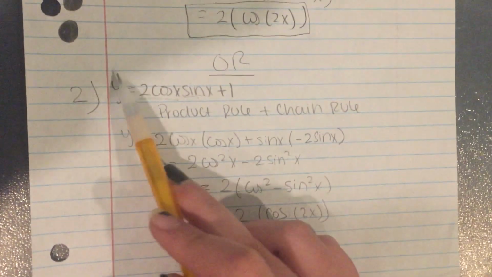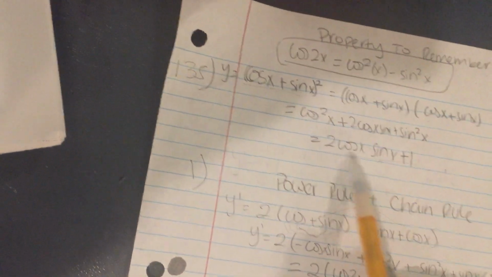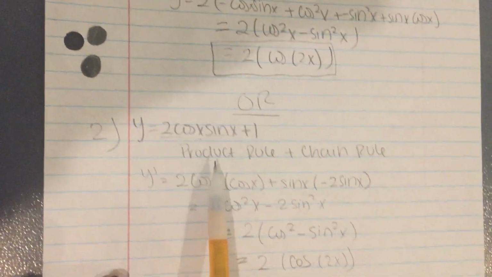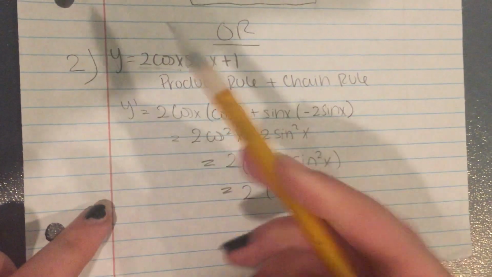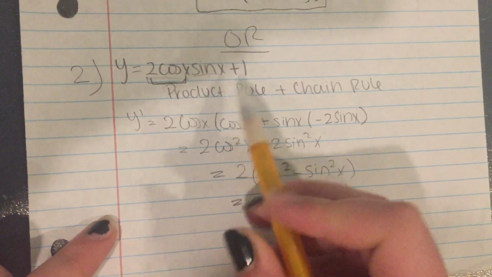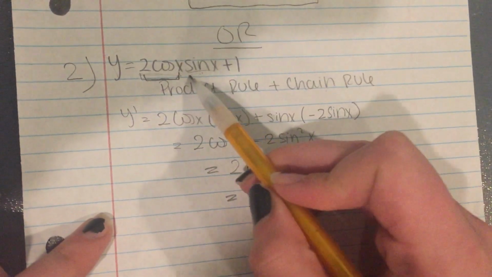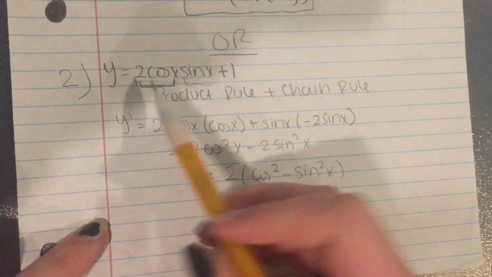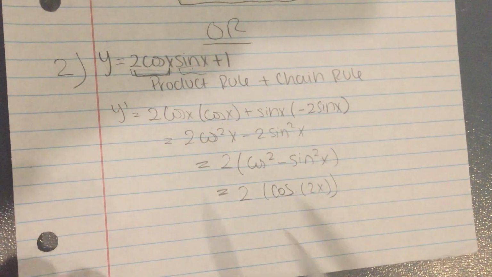Another way you can solve it is to use the function that we simplified. So our original function multiplied out is 2 cosine x sine x plus 1, which is what we're going to use here. And then you can use the product rule and the chain rule. So the product rule states that the first term, which is 2 cosine x, times the derivative of the second, so the derivative of sine is cosine, plus the second term, sine x, times the derivative of the first, so negative 2 sine x would be the derivative of 2 cosine x.